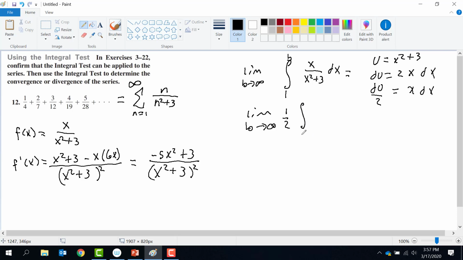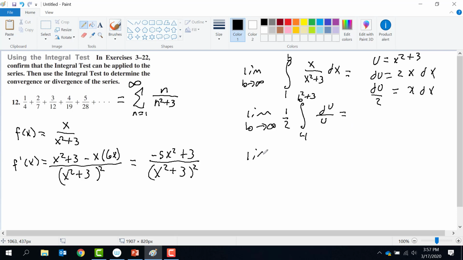U is x squared plus 3, so 1 squared is 1 plus 3, which is 4. Change our limits of integration so we don't have to go back. And so then b squared plus 3 is what's over here. And then x dx is du, the 1/2 is out in front, and x squared plus 3 is u. And then what we have here is the natural log.